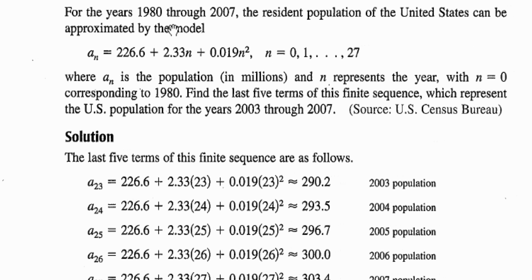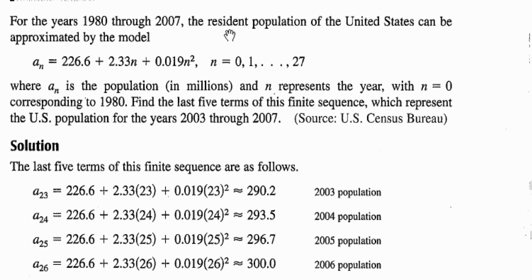For the years 1980 through 2007, the resident population of the United States can be approximated by the following model. So here's a polynomial which models this population problem, where A sub n is the population in millions, and n represents the year, with n equals 0 corresponding to 1980. Find the last 5 terms of this finite sequence, which represent the U.S. population for the years 2003 through 2007.